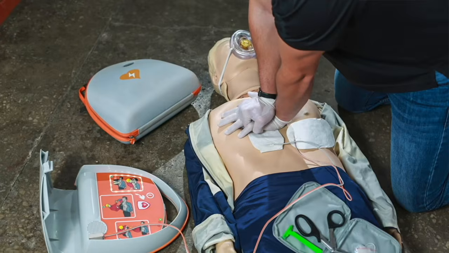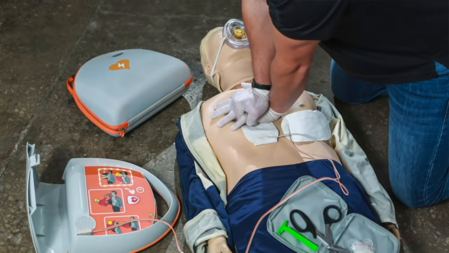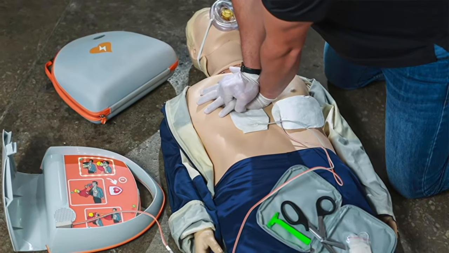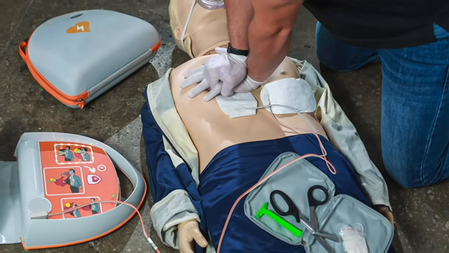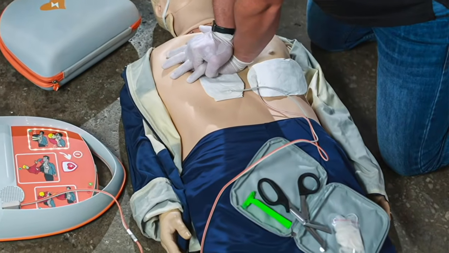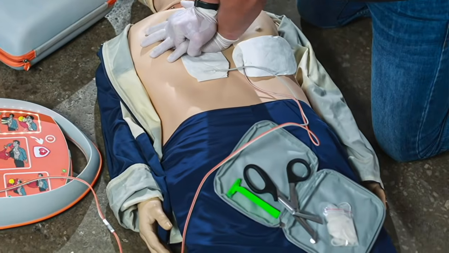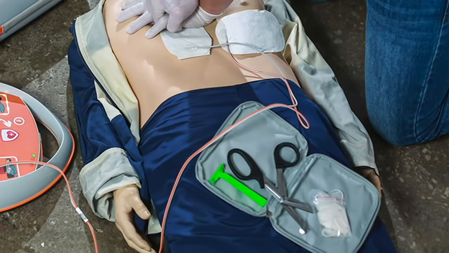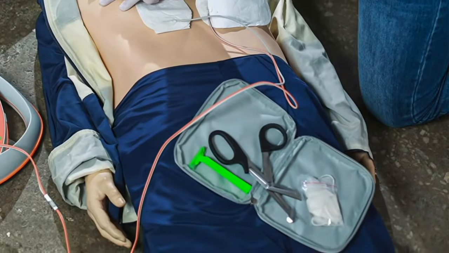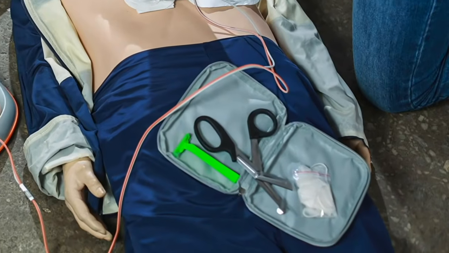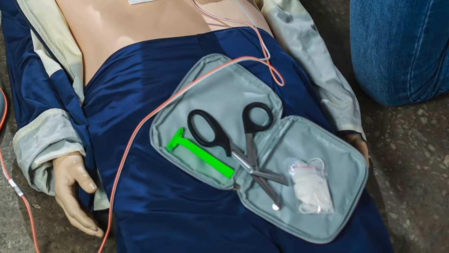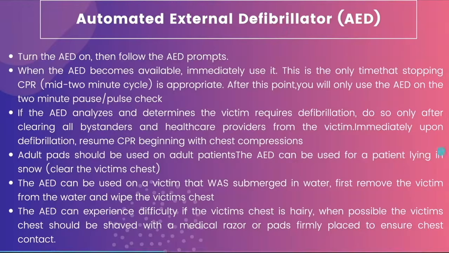The AED can experience difficulty if the victim's chest is hairy. So when possible, the victim's chest should be shaved with a medical razor or pads firmly placed to ensure chest contact. Most kits nowadays do have a razor in there. If there's not a razor, you could always take the pediatric pads and give them a quick wax job. So you just put the pediatric pads on and boom, you rip it off quick so that you remove the hair.